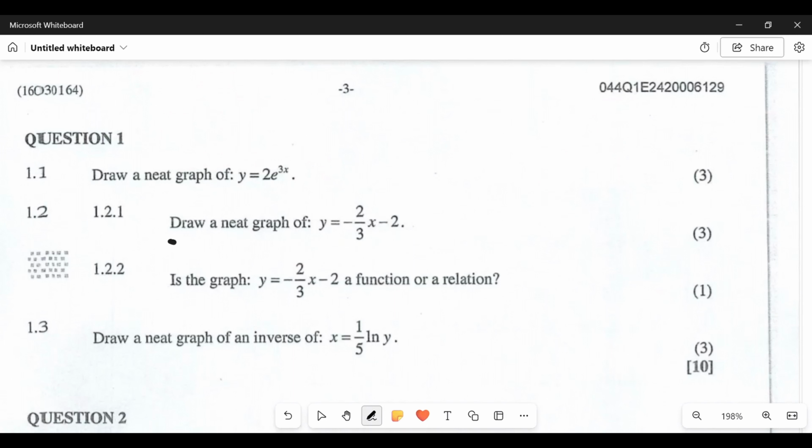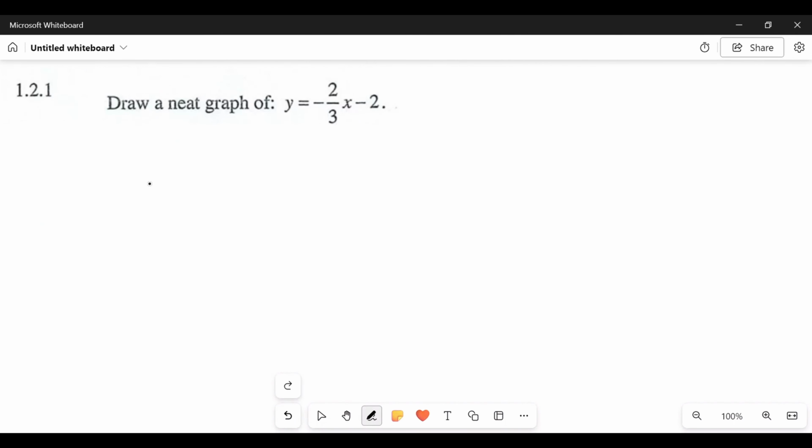So I'm going to copy this question that you see here, paste it where there is space, and let's try to draw this graph. So guys, let's look at 1.2.1. As you can see, this here, guys, it's a graph of y is equal to negative 2 over 3 x minus 2. Guys, as you can see, this is actually a straight line graph. We have our y, we have our gradient, we have our x, and we also have our constant. Our gradient, which is negative 2 over 3, and our constant, which is negative 2. Now, guys, how do you draw a straight line graph?